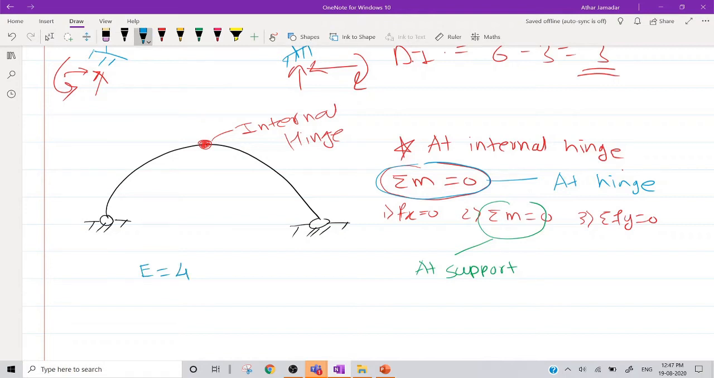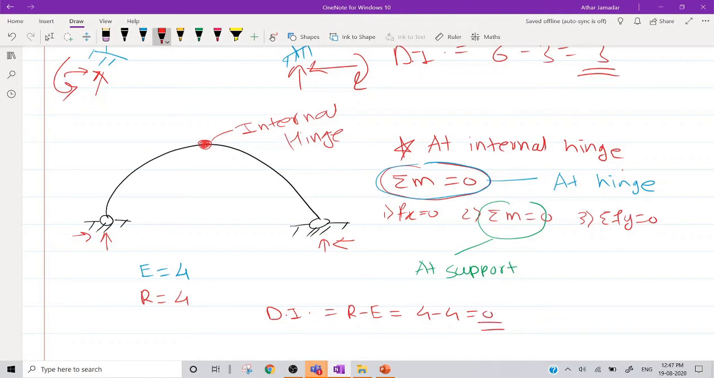In case of three hinge parabolic arch, E is equal to 4, and R is not going to change. So there will be one vertical reaction and one horizontal reaction at each of the supports. So my degree of indeterminacy in case of three hinge parabolic arch is R minus E, which is 4 minus 4, equal to 0.